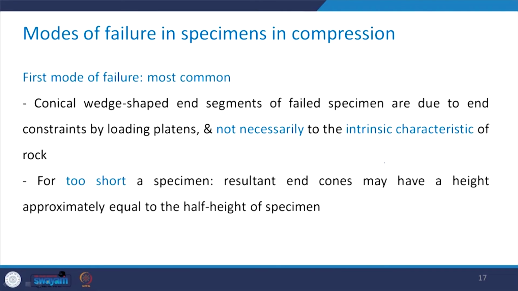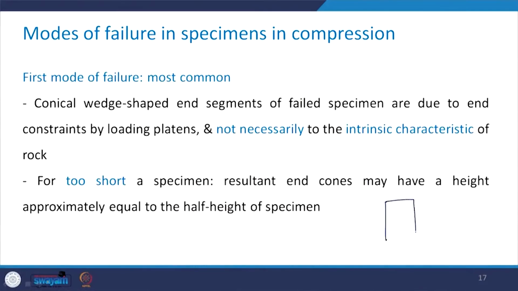As I have already explained to you, the conical wedge shaped end segments of the failed specimen are due to the end constraints by the loading platen, and it may not necessarily be due to the intrinsic characteristic of the rock. So, if we are able to remove the end constraint or the friction between the loading platen and the end surface, then we will be able to do away with these conical wedge shaped end fragments. Okay? So, do not think that it is the intrinsic characteristic of the rock.